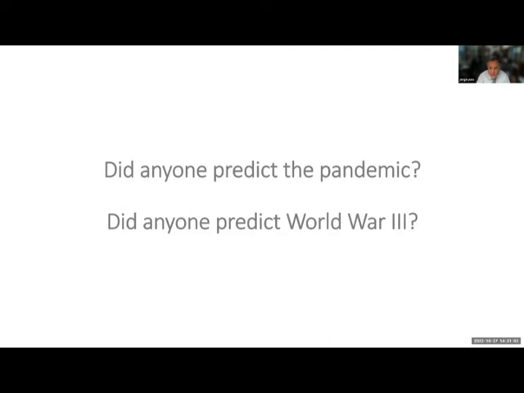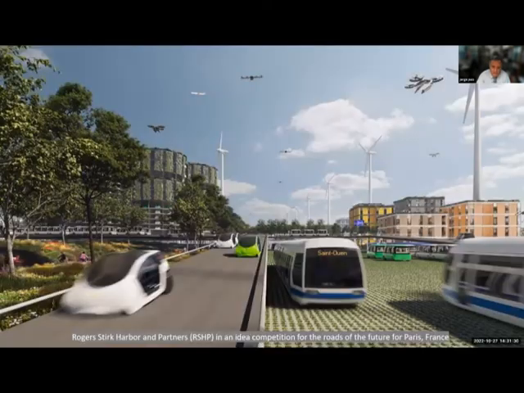When we think about the future, we can put these two questions on the table. Did anyone predict the pandemic or World War III? Probably no one, because it's not easy to predict the future. That's why I'm calling it the emerging future. So what I'll talk about is the emerging future: what is happening at this moment in terms of the future? And it's not easy to define what we will have in the future.